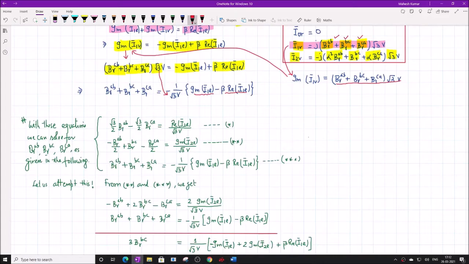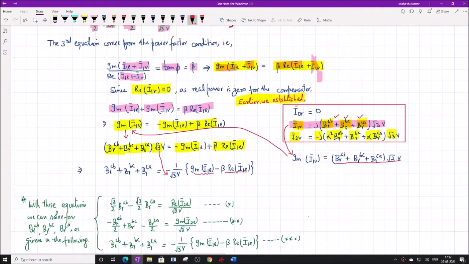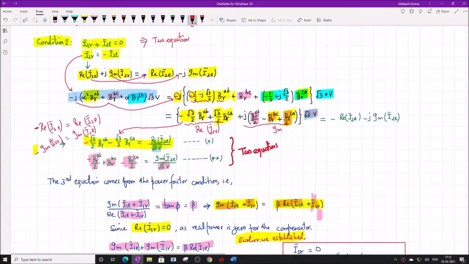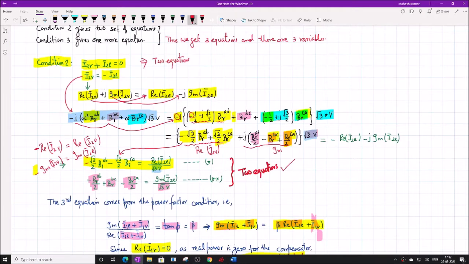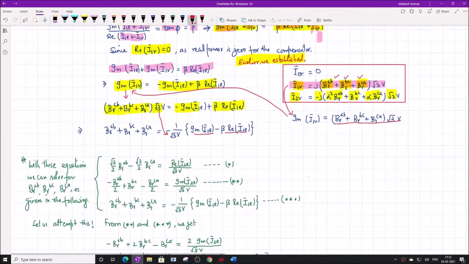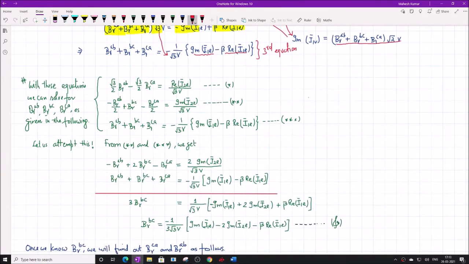Therefore, we have three equations now. These are two equations here in the beginning, and this is another equation. This is the third equation. So we have three equations and three variables.